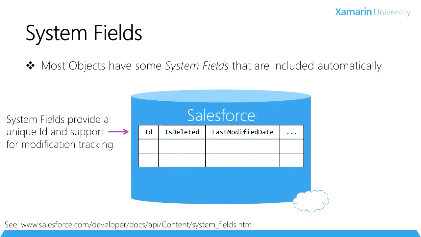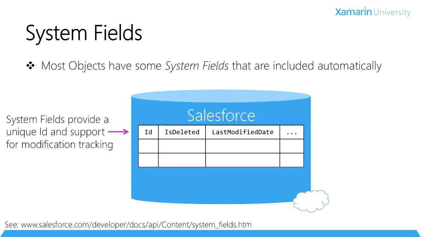Both the standard object and your custom objects get several fields automatically when they are created, and these fields are called system fields. System fields provide a unique ID and support for modification tracking. For example, the ID serves as the table's primary key and uniquely identifies a record. The created by ID, created date, last modified ID, and last modified date are used for auditing purposes. There are two other fields as well, which are is deleted and system modstamp. Now these fields are all read-only because they are managed for you.